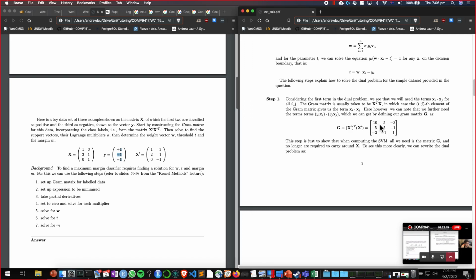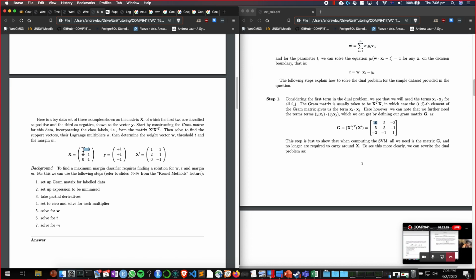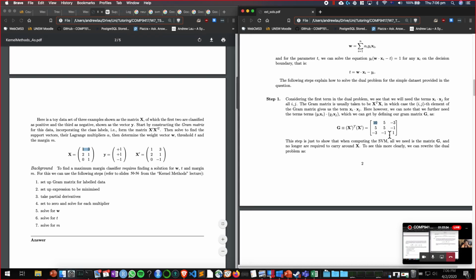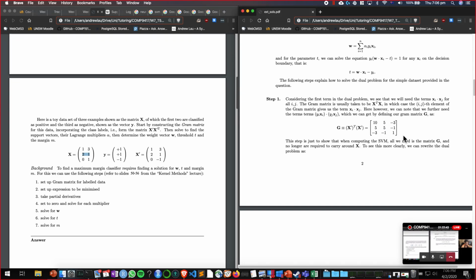So for example, this is x1 dot x1. What is x1? This one. What's the dot product of (1, 3) dot (1, 3)? 1 times 1 plus 3 times 3, 10. Similarly, this is the dot product of (2, 1) dot (2, 1). So 4 plus 1, 5, etc. Now, they only have it this way because it makes it easier to find elements. I don't think it's really needed for this example, but that's what the Gram matrix is.